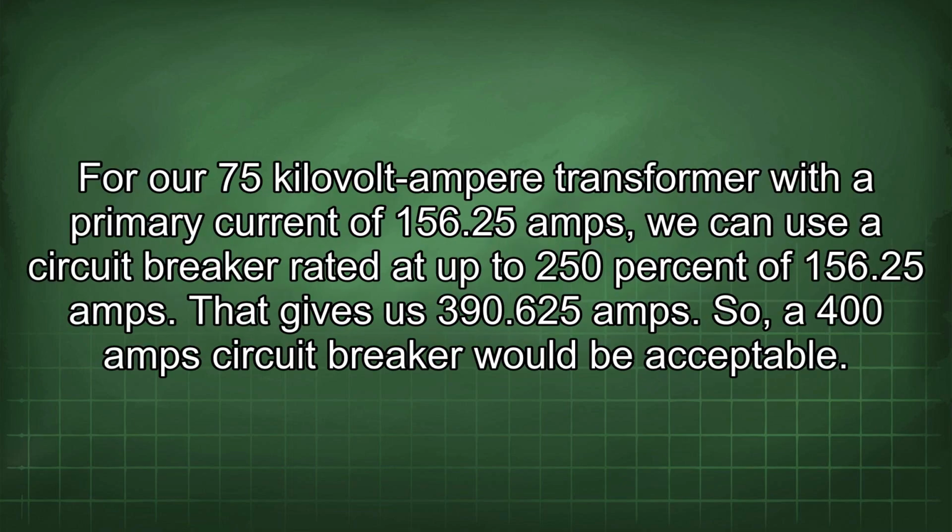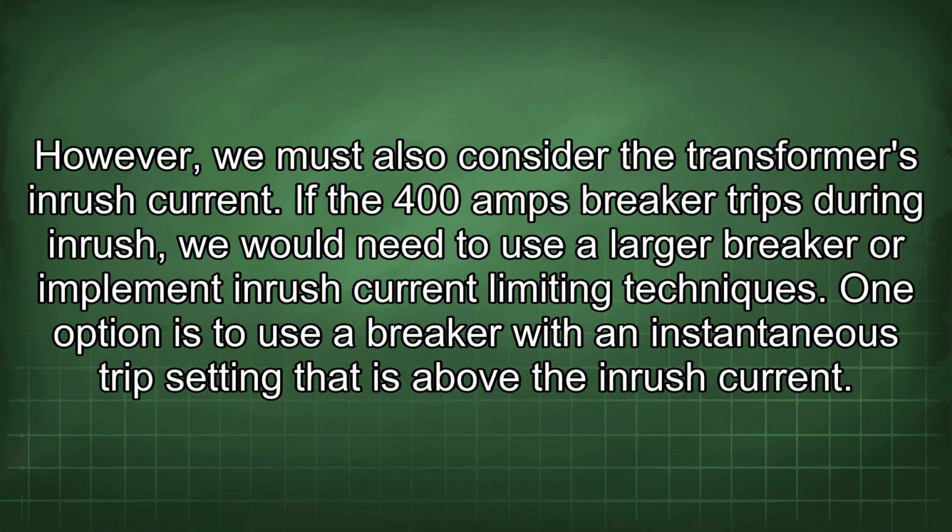For our 75 kVA transformer with a primary current of 156.25 amps, we can use a circuit breaker rated at up to 250% of 156.25 amps. That gives us 390.625 amps. So, a 400 amp circuit breaker would be acceptable. However, we must also consider the transformer's inrush current.